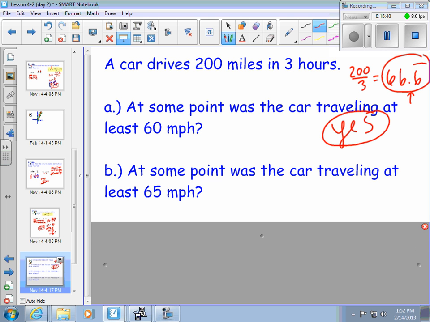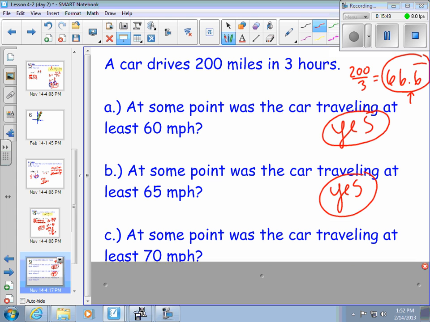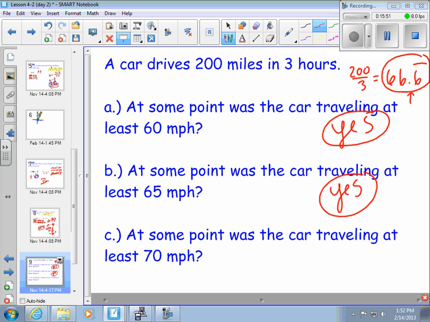At some point, was the car traveling at least 65? Yeah, again, 66.6 is more than 65, so yep. At some point, was the car traveling at least 70 miles per hour? Now this one, we don't know. Maybe. It could have gone 70 miles per hour and then been going really slow at some points and still averaged out to be 66.6. We don't know on this one. Maybe it was, maybe it wasn't. We can't tell for sure.